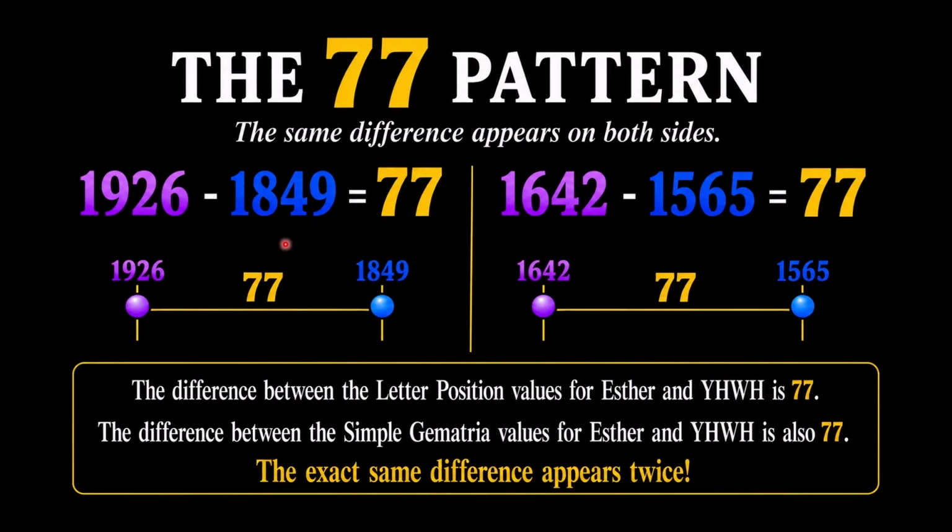1926 minus 1849 is 77, and 1642 minus 1565 is also 77. In other words, the difference between the first letter positions of Esther's name and God's name is 77, and the difference between the simple gematria numbers for Esther and God is also 77. These are 2 very different measurements with one identical result, 77 and 77. The exact same difference repeats twice.